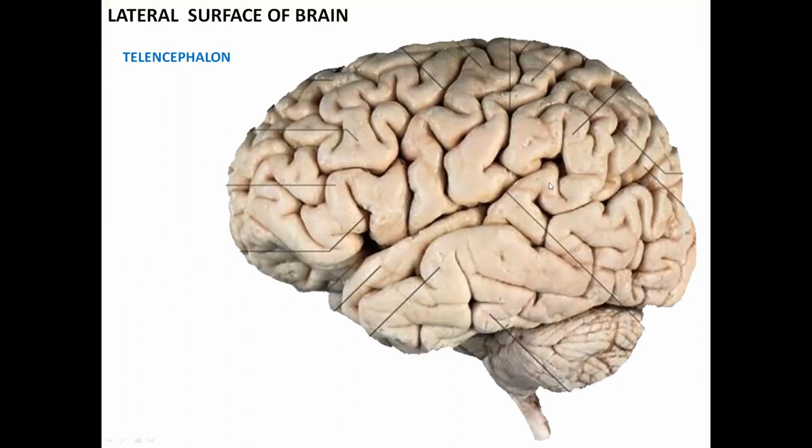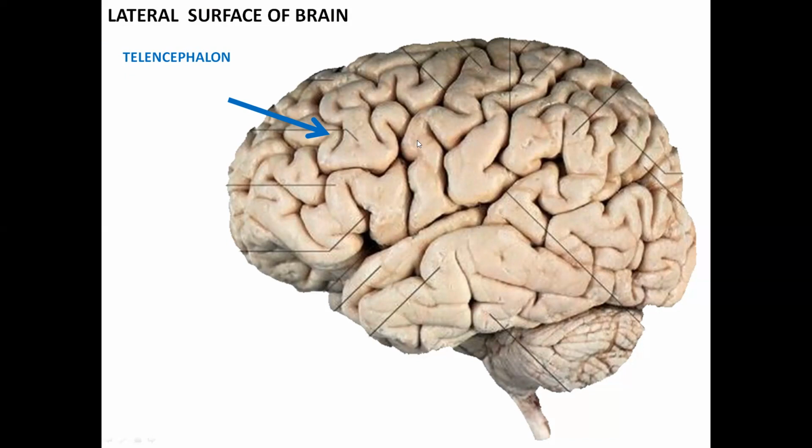So this is the brain. You're seeing the lateral surface of the brain, mainly the telencephalon part, that is the cerebrum, the cerebral hemisphere. So the blue arrow is pointing at the cerebral hemisphere. Now, how will you identify the cerebrum? How will you differentiate it from the cerebellum?